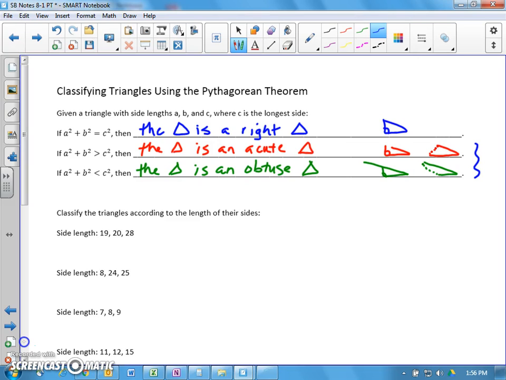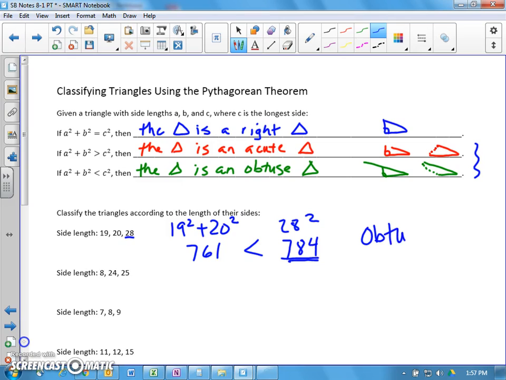So let's look at these examples. It says to classify the triangle according to the sides. Okay, again, identify C, and so I'm going to test a squared plus b squared, and I'm going to compare that to c squared. So when we add 19 squared plus 20 squared, you're going to get 761. When you calculate 28 squared, you're going to get 784. So my c squared is too big. That makes this an obtuse triangle.